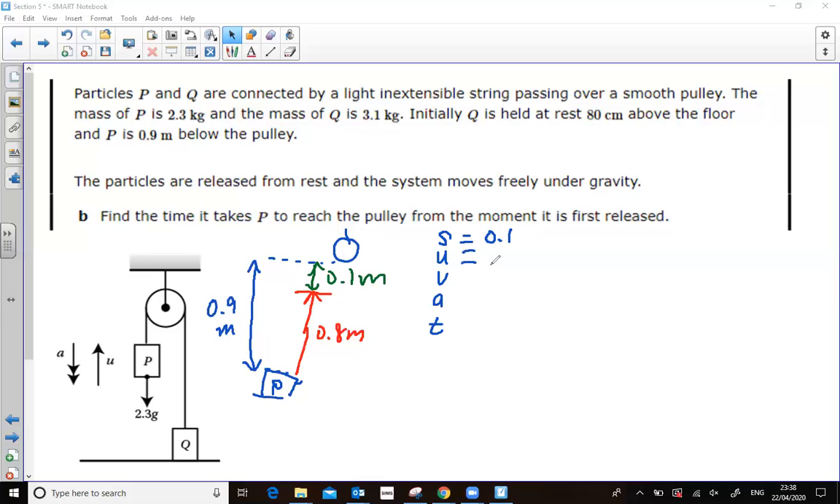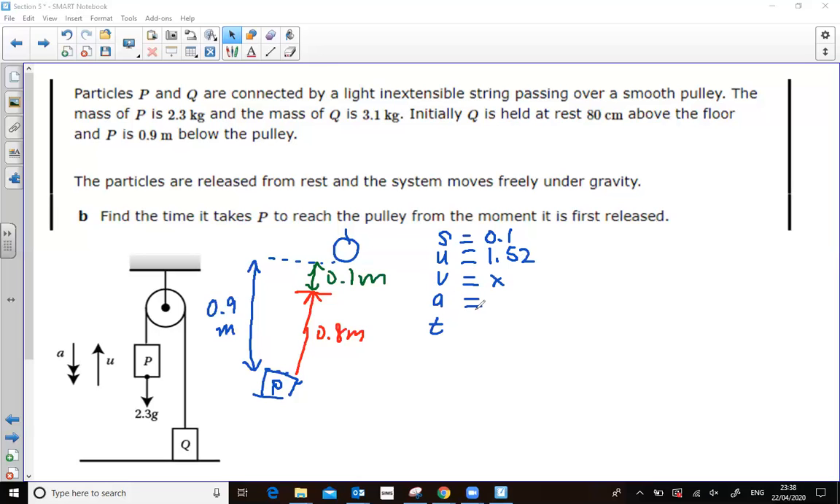What is its initial velocity? By the time it traveled 0.8 meter, at this point, it would have the same velocity as Q, which means that would be 1.52. That will be the answer you actually worked out from part A. Now, we don't know its final velocity when it reaches the pulley, so we can cross that out.